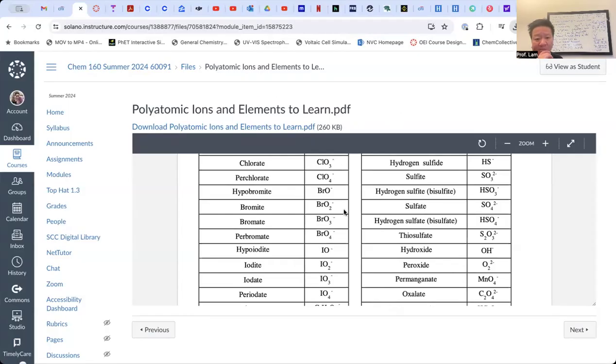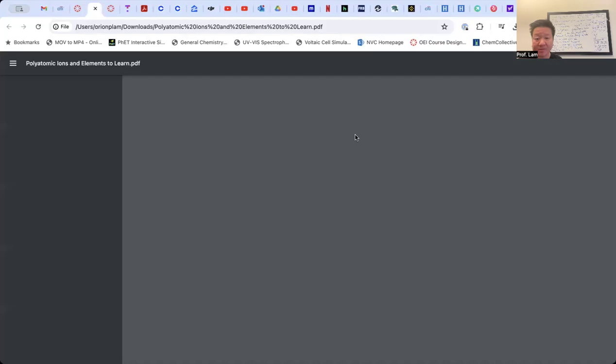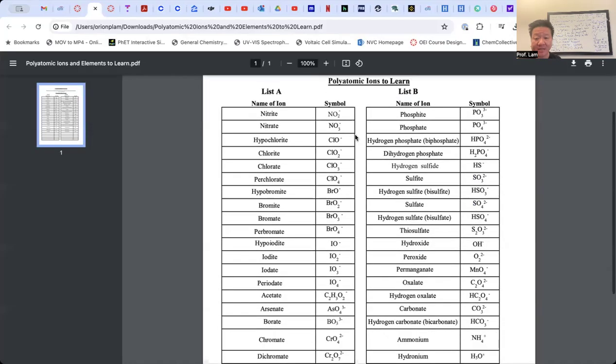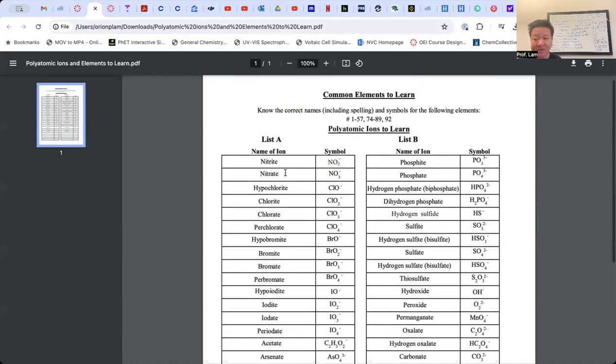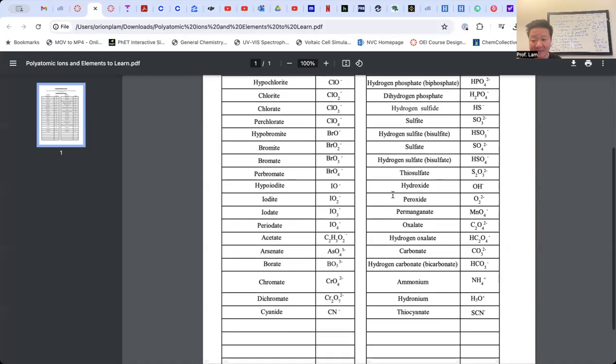So I'm showing you where it is on Canvas. It's going to be under the week 4 module. You're going to see a document called Polyatomic Ions and Elements to Learn. It's a PDF that's underneath the lecture material. Okay. Go ahead and download it like I did, and then open it. So you're going to see a list of polyatomic ions that you need to learn. Go ahead and learn both list A and list B.